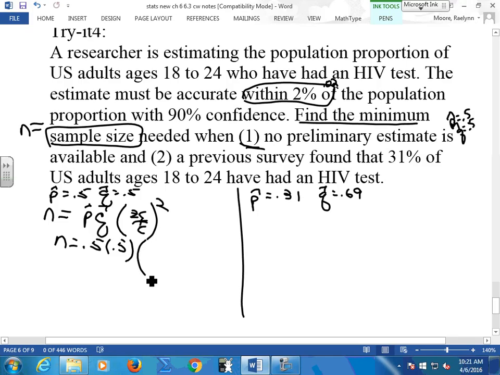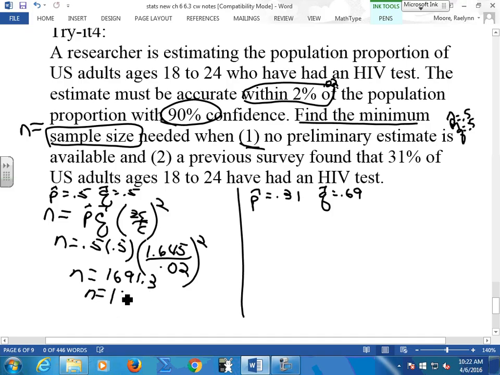This is a 90% confidence interval. So what's my zc associated with 90%? 1.64, 1.645? What's my margin of error? 0.02. I need to be within 2%. So n, again, I always have to round up. No matter what the rounding looks like, I have to round up. I have to survey 692 people in this survey so that it's valid, so that I get a good sampling.